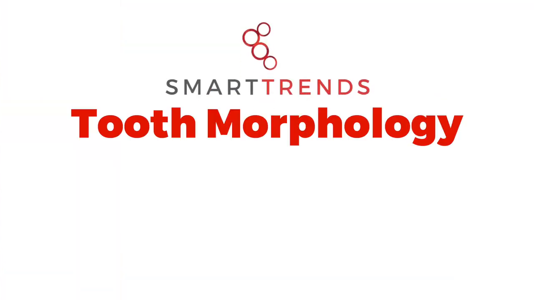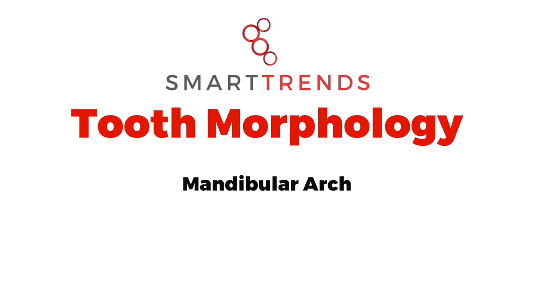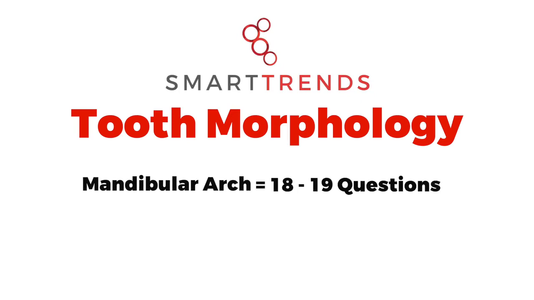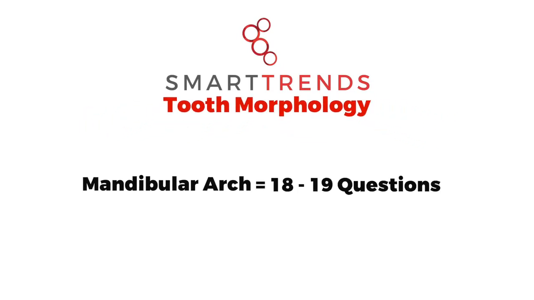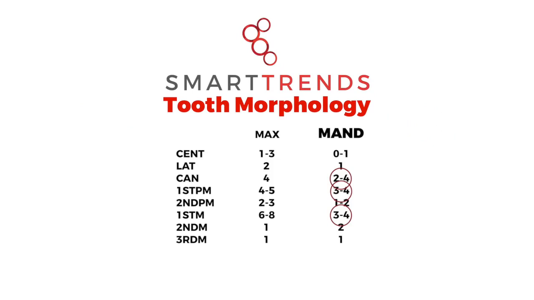Let's take a look at the mandibular arch now. Remember that diagram we started with, breaking down our questions? Let's take a look at that again. The mandibular arch, remember we're going to see 18 or 19 questions. There are 3 teeth that are emphasized more than the others: the canine, the 1st premolar, and the 1st molar. So let's jump in and make sure we nail those 3 teeth.